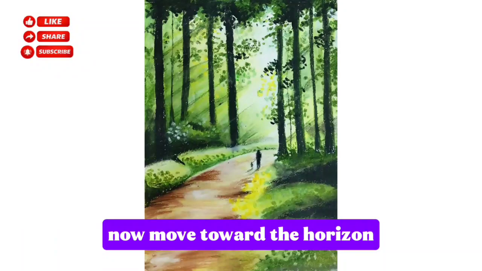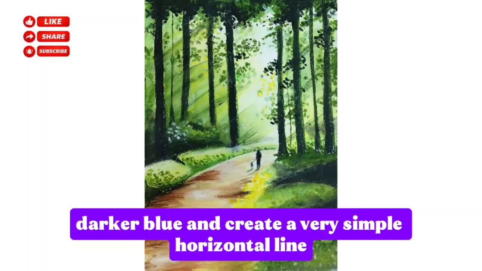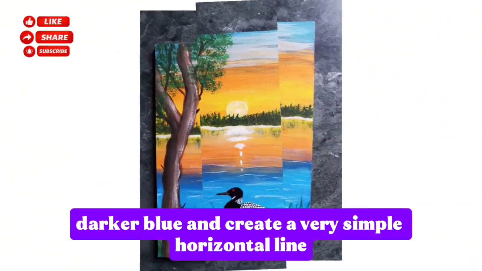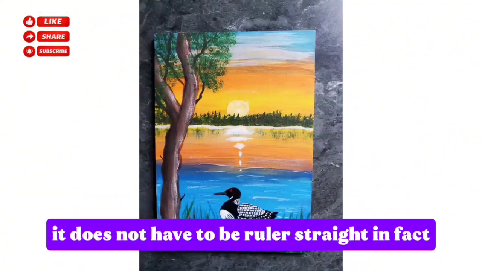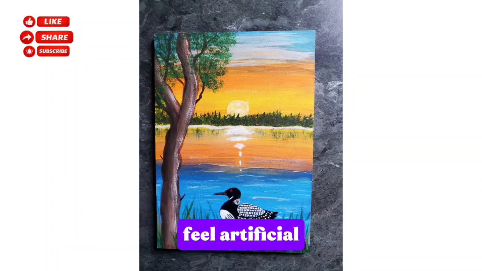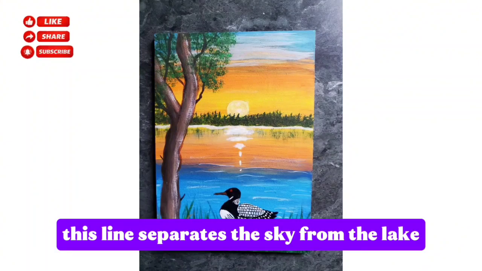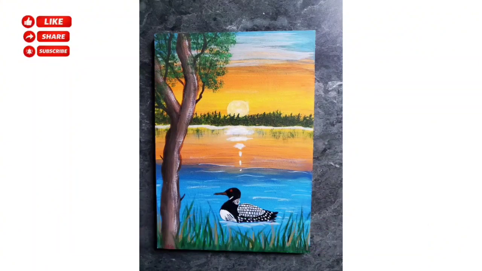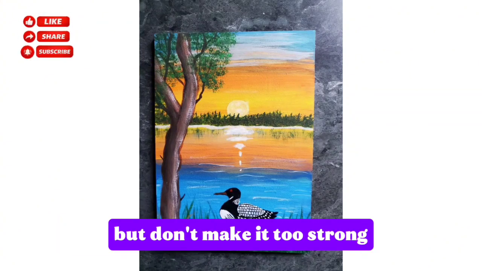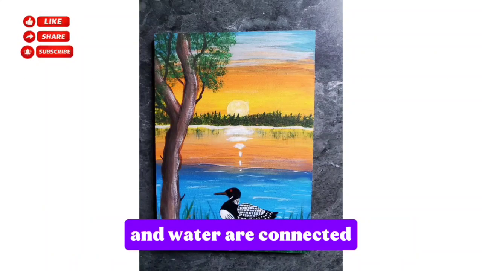Now move toward the horizon. Take a slightly darker blue and create a very simple horizontal line. It does not have to be ruler straight. In fact, a perfectly straight line can sometimes make a painting feel artificial. Let the horizon breathe. This line separates the sky from the lake. But don't make it too strong.